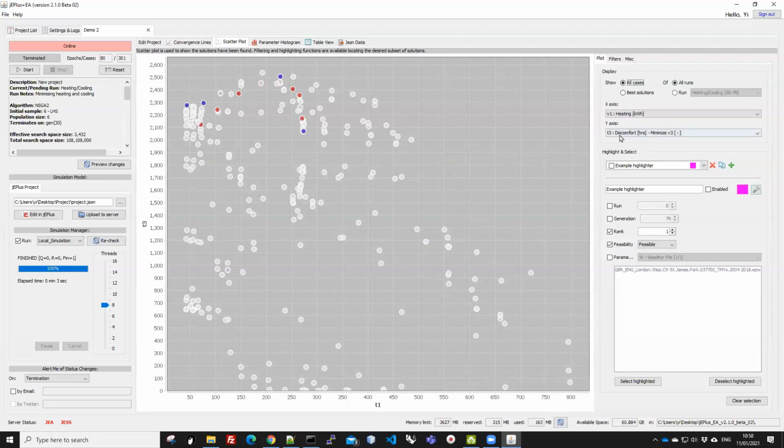Comfort is certainly one of them, and should be included in most practical design scenarios. Cost will be one of them as well, but it's not included in this project. Or maybe carbon emissions, but we'll come to carbon emissions later.